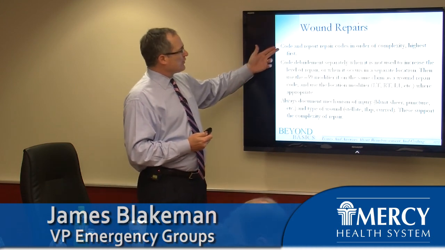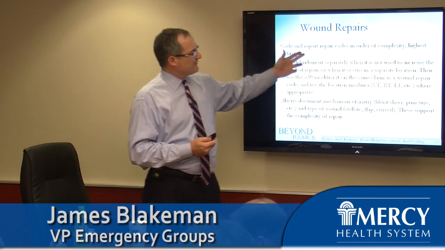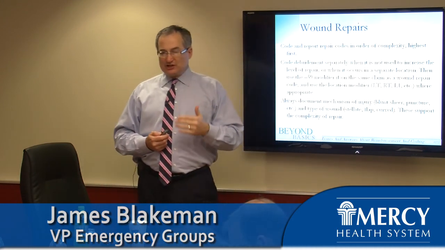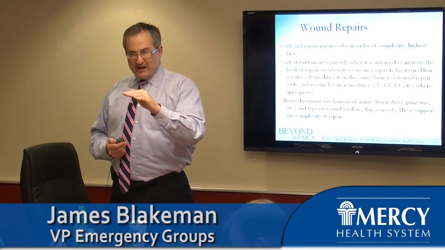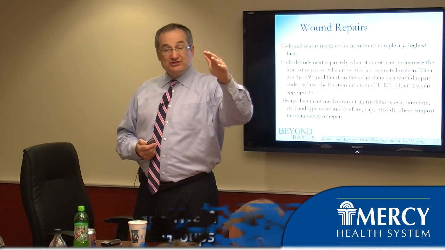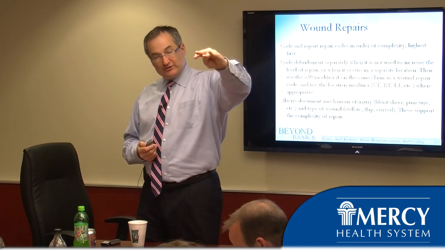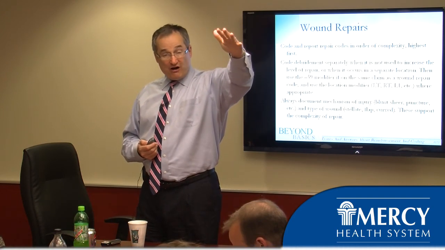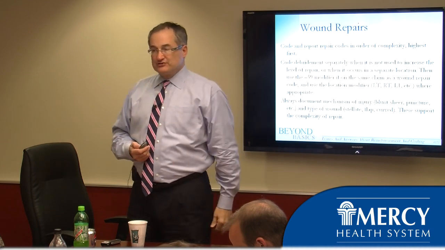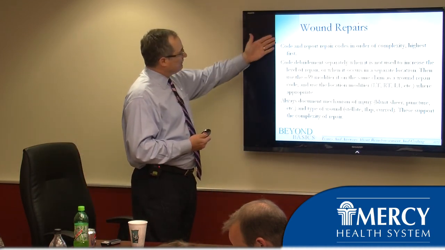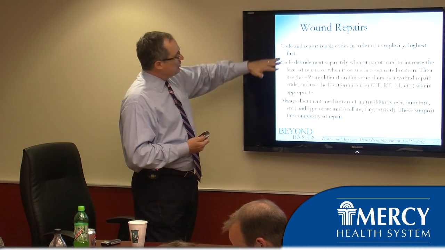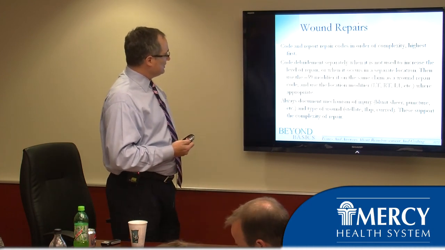Coders, we will code and report the procedures in order of complexity, highest first. This helps the payers recognize if they're going to use multiple procedure payment reduction. We always like to do the sequencing for them, showing them the one with the most charges or most RVUs first. So with multiple surgical repairs or multiple fracture repairs, we'll put the highest value first on the claim line.